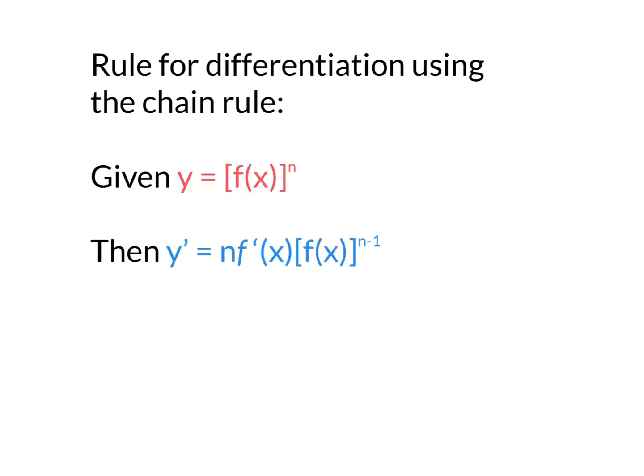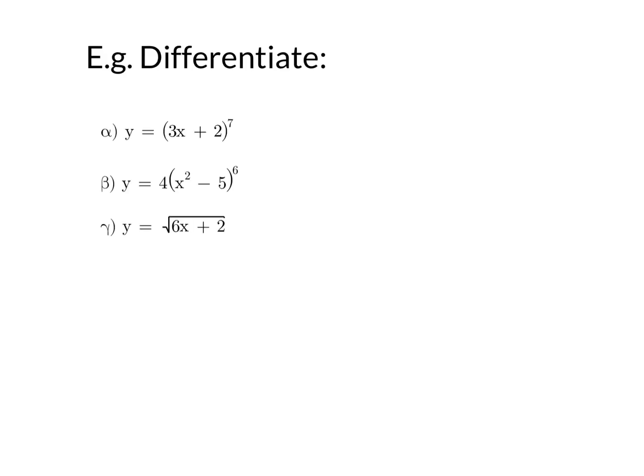So for today we're going to use the chain rule, which is given a function to a power. To differentiate, we're going to bring the power down the front, multiply it by the differentiation of what's inside the brackets, and then rewrite the function and lower the power by 1. So now let's look at some examples. We're going to differentiate (3x + 2)^7, 4 lots of (x² − 5)^6, and the square root of 6x + 2.